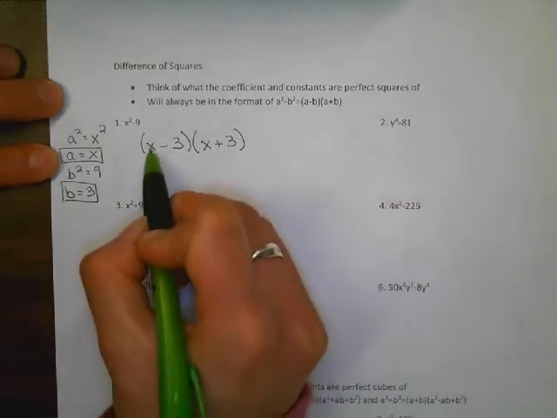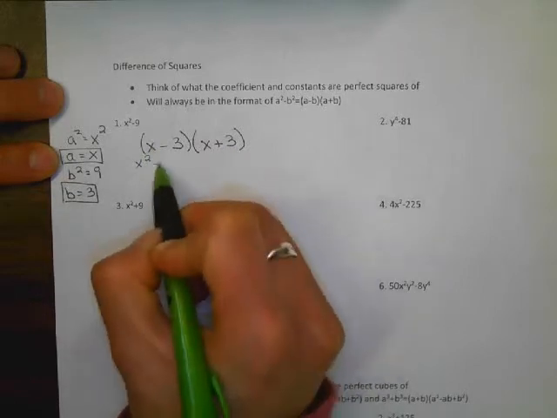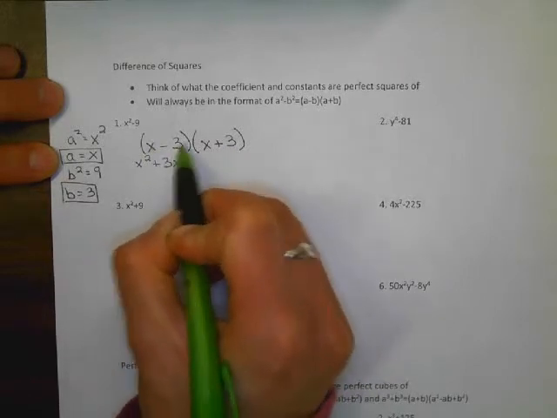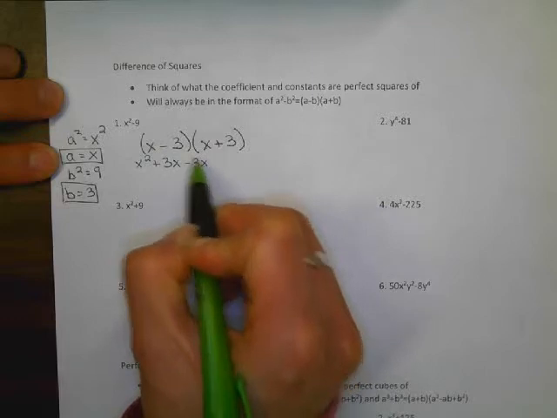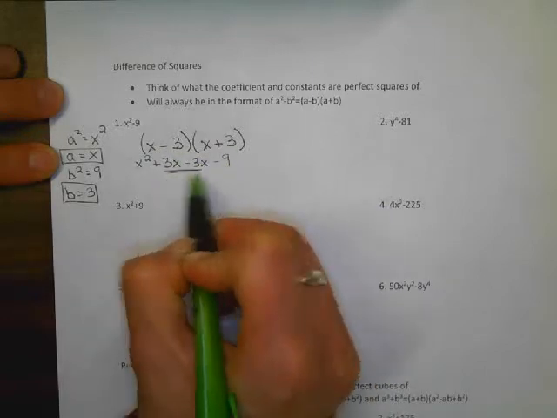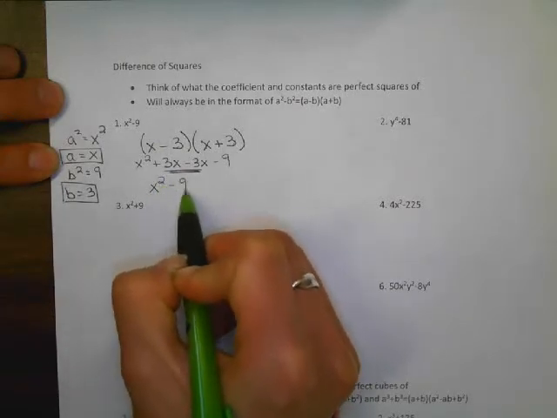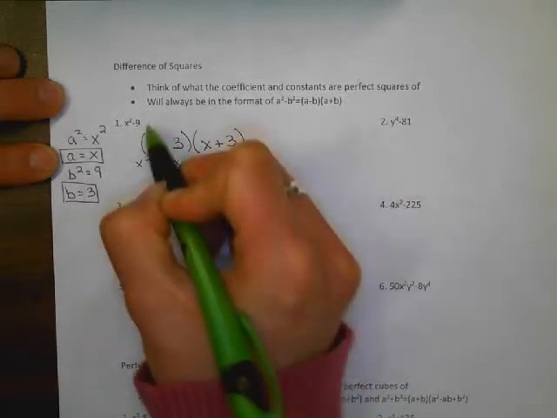And again, if I double check, x times x is x squared, x times 3 is 3x, and then minus 3 times x, and then negative 3 times 3 is a negative 9. So right here you'll see that this b term disappears, and that's how I end up with x squared minus 9. That checks out.